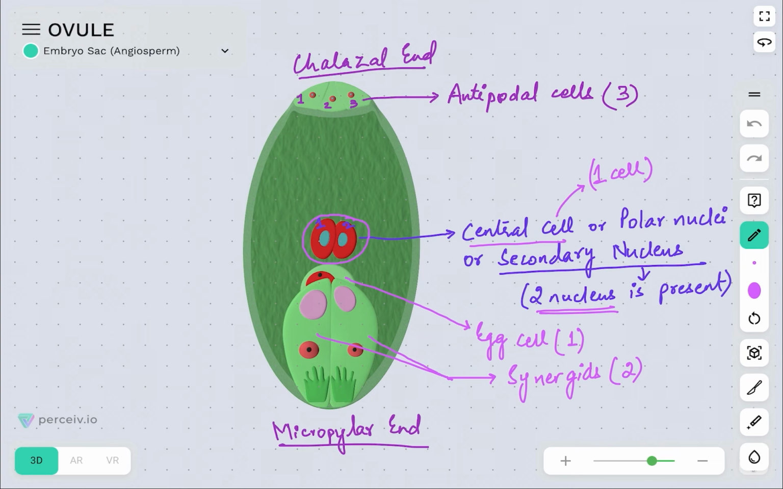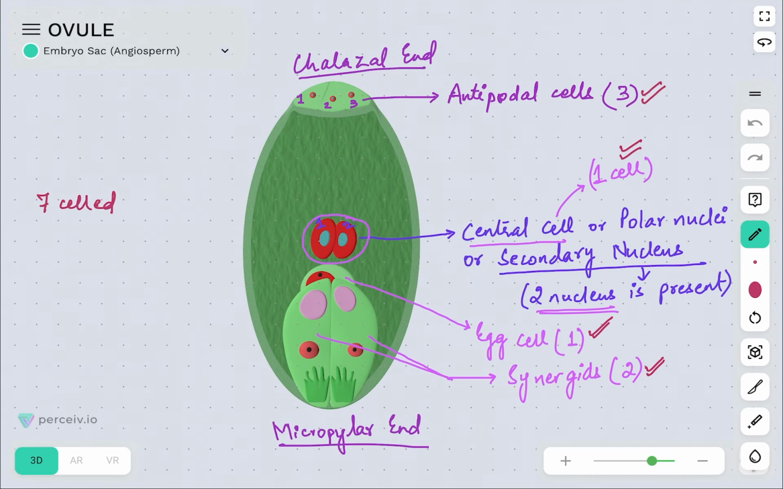So if we are going to count the total number of cells being present in the entire embryo sac and the total number of nucleus being present, you can just count it out. The antipodal cells here contain 3 cells. Here the central cell is the 1 cell, that means 4. Then egg cell, which is 1, counting it a total of 5. And Synergids having 2 cells, making it a total of 7 cells. So that's why 7 celled.